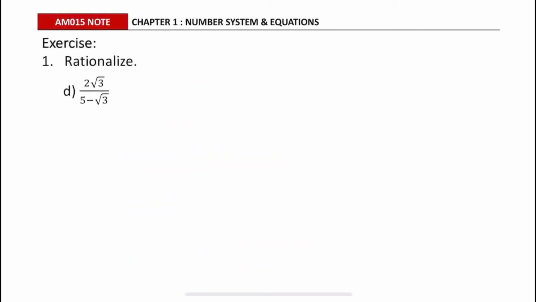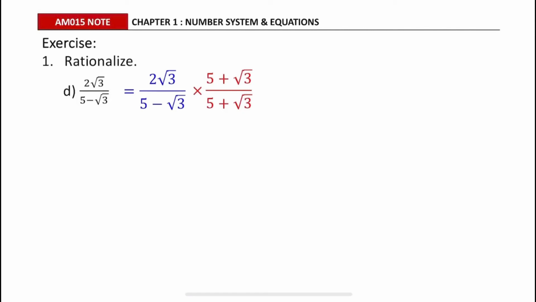For this question, both the numerator and denominator are surds. Please bear in mind that when we multiply by the conjugate, it must always be the conjugate of the denominator. So for this one, the conjugate is 5 plus square root of 3, multiplied to both numerator and denominator. We have to expand both numerator and denominator.